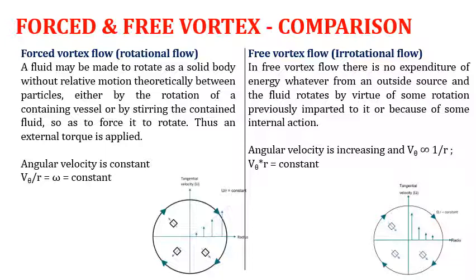While in free vortex flow, the motion is because of some internal action. The fluid rotates in a circular path by virtue of some rotation previously imparted to it. There is no expenditure of energy from any outside source, and the angular velocity is increasing, and the tangential velocity is inversely proportional to radius. So in free vortex flow, V theta into R is constant. So you have to remember this relationship. For forced vortex flow, V theta over R is constant, while for free vortex flow, V theta into R is constant.